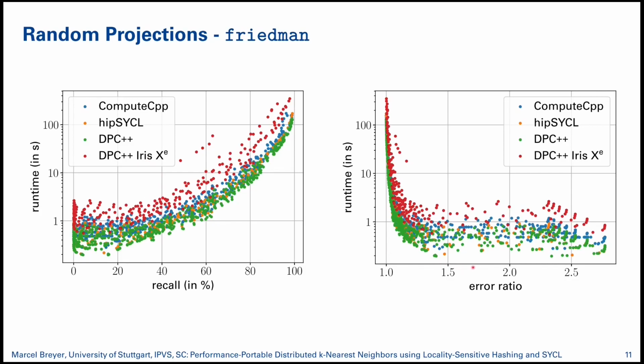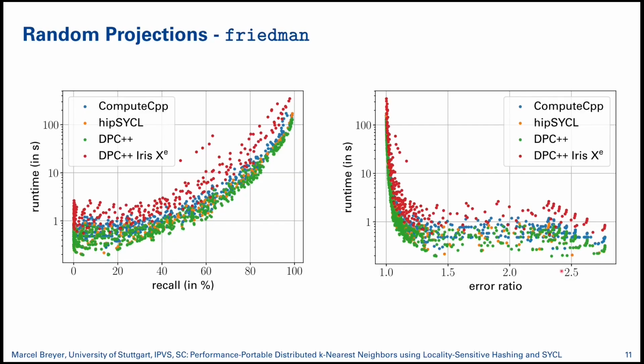Looking at the error ratio, achieving an error ratio of 1.0 equals achieving a recall of 100%. Therefore, while approaching an error ratio of 1.0, the runtime increases drastically. However, if an error ratio of 1.3 or 1.4 is sufficient, the runtimes for all 3 SYCL implementations on the NVIDIA GPU already drop below 1 second, and afterward they won't increase or decrease even for a worse error ratio.